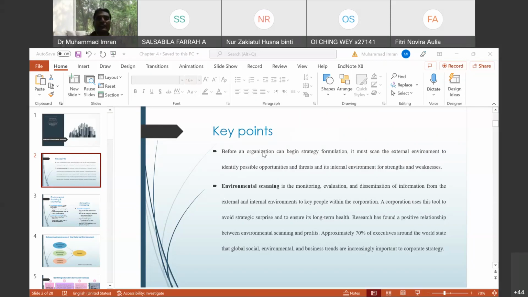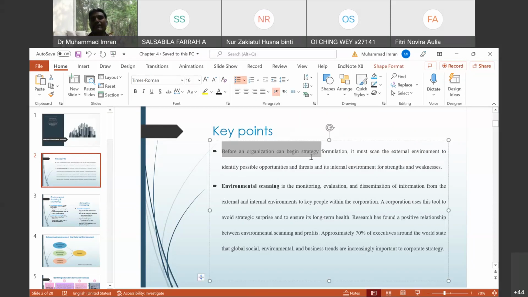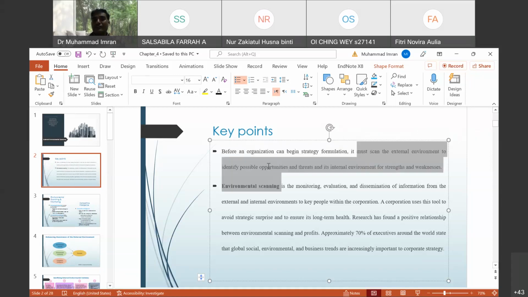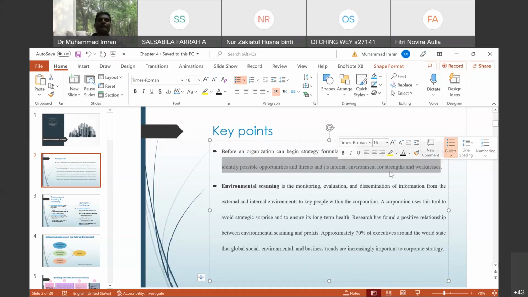Before an organization can start the strategy formulation, it must scan the external environment, identify the possible opportunities and threats, and scan its internal environment for strengths and weaknesses. What are our strengths? What are our weaknesses? What are the threats? What are the opportunities for our company? For these four points, meaning SWOT analysis, we must scan the environment.